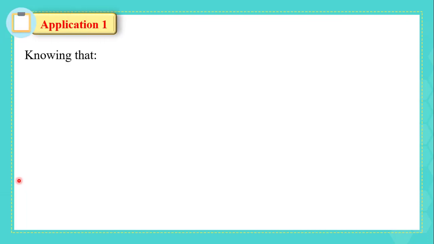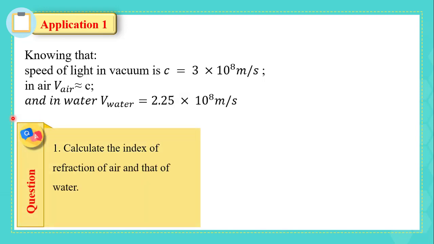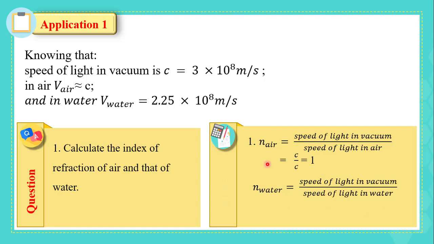Let's practice now by solving the following application, but before we start, please pause the video and try to solve it by yourself. Knowing that the speed of light in vacuum is c equal to 3 times 10 to the power 8 meter per second, its speed in air is approximately equal to c, and its speed in water is equal to 2.25 times 10 to the power 8 meter per second, you are asked to calculate the index of refraction of air and that of water. Applying the formula, the index of air is equal to the speed of light in vacuum over its speed in air, which gives us c divided by c, which is equal to 1, and don't forget that the index of refraction is unitless. Similarly, by applying the formula, we obtain that the index of refraction of water is equal to 1.33.